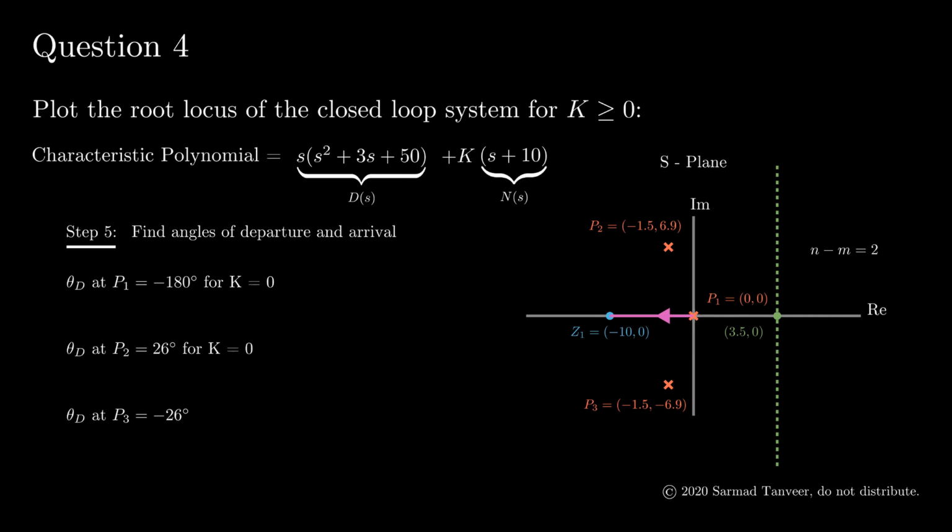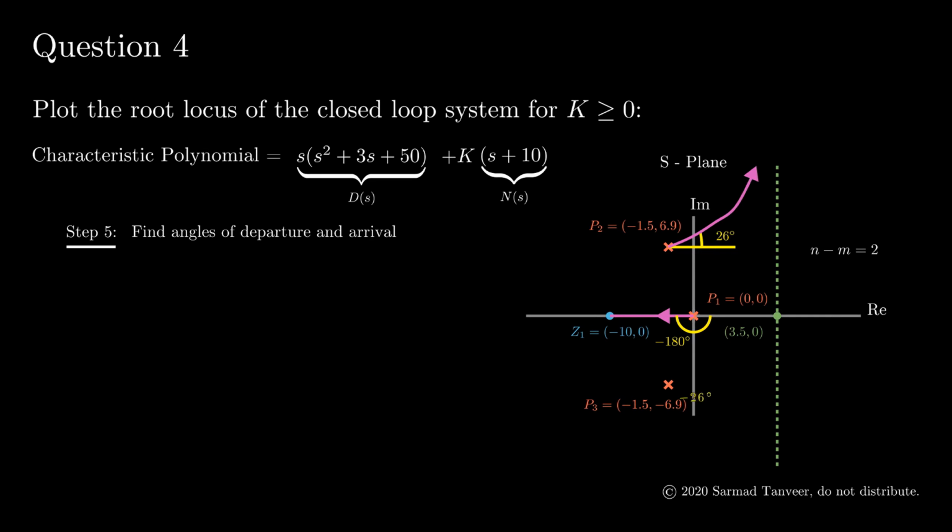We can visualize all these angles on the plot itself. For pole 1, we can see the root locus line departing at negative 180 degrees. The root locus departs pole 2 at an angle of 26 degrees and approaches the vertical asymptote. The root locus departs pole 3 at an angle of negative 26 degrees and approaches the other vertical asymptote.